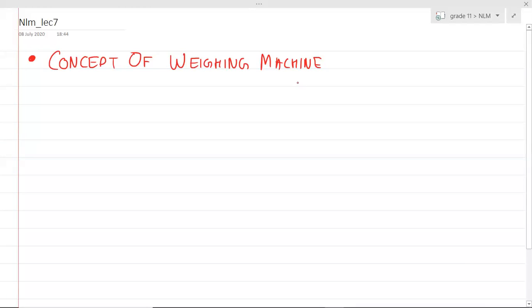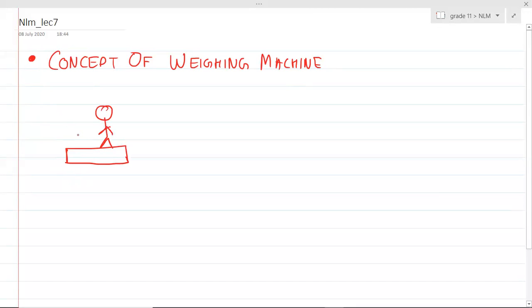Recording start. So what we are discussing is basically something called the concept of a weighing machine. What is the concept of a weighing machine? See examples. So first of all, tell me, what does a weighing machine measure? Suppose you are standing on a weighing machine. This is you.